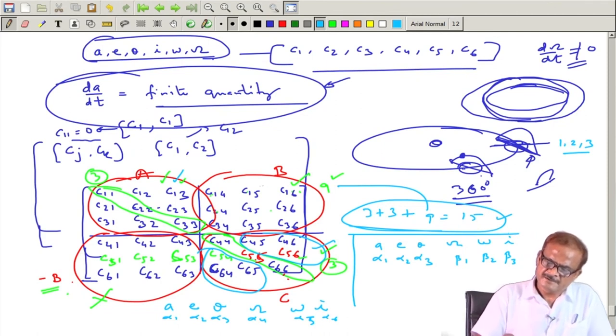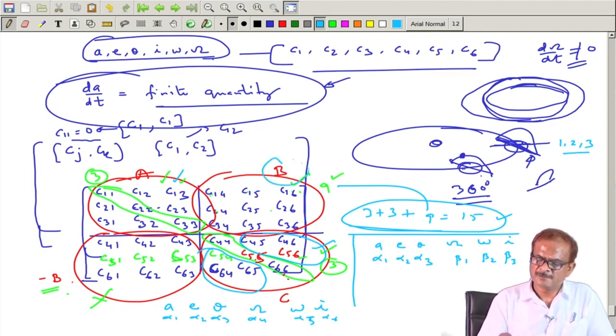Because you can see here in this bracket, only 1, 2, 3 terms are there: 3 rows, 3 columns, and 3 rows in this B. Okay. So, it is better to replace in terms of 1, 2, 3. So, we do not have to carry the tags like 4, 5, 6, and next time I will show you.